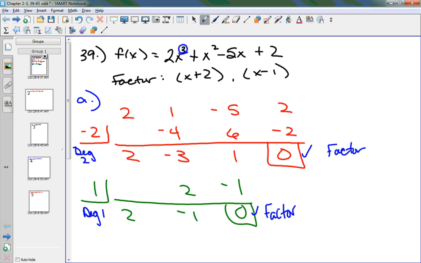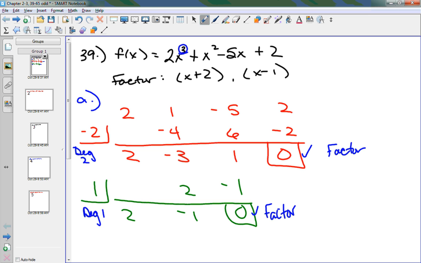I used 2, -3, and 1. I used the red, because that's what I talked about before. It didn't matter if I started synthetic division at the 1 or the -2. I chose to do -2 because that was the first one they gave me, correct? Could I have done synthetic division at the 1 first instead of the -2? Absolutely. It doesn't matter. They both are going to come out with a remainder of 0.